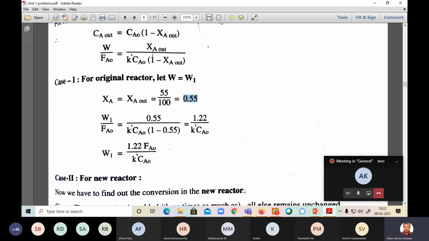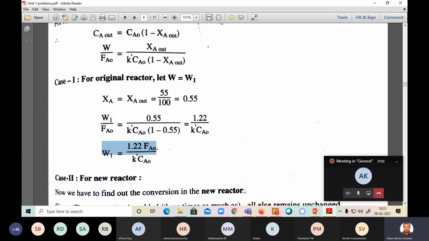So if you substitute here, then W1 by FA naught is equal to 0.55 divided by K dash CA naught into 1 minus 0.55. So you are getting one expression: 1.22 divided by K dash CA naught. So we can write W1 as like this.